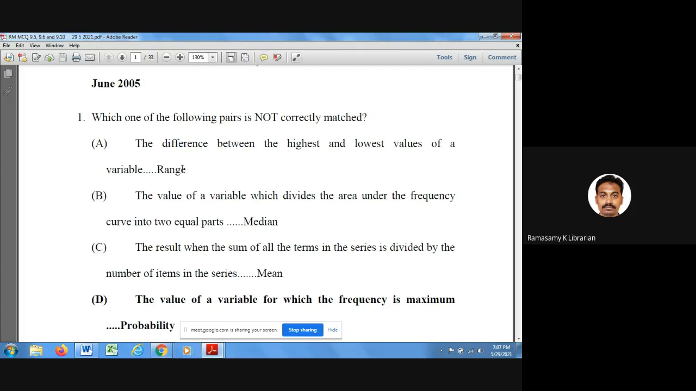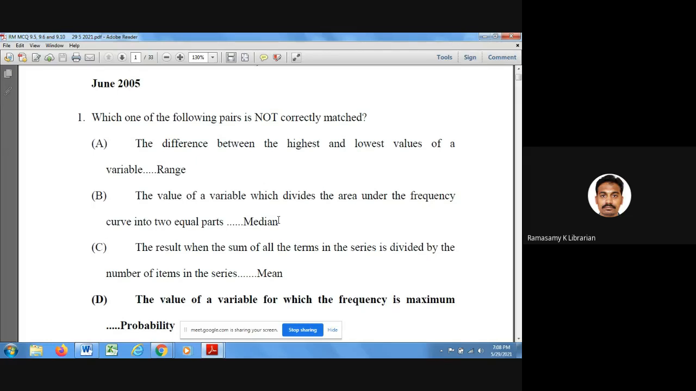So A is correct. B: the value of a variable which divides the area under the frequency curve into 2 equal parts. So obviously it is median. Median is the middlemost point of a distribution. The median point will be in such a position that you can see almost equal number of observations lying both on the left side and right side of the distribution. So median is the right answer.